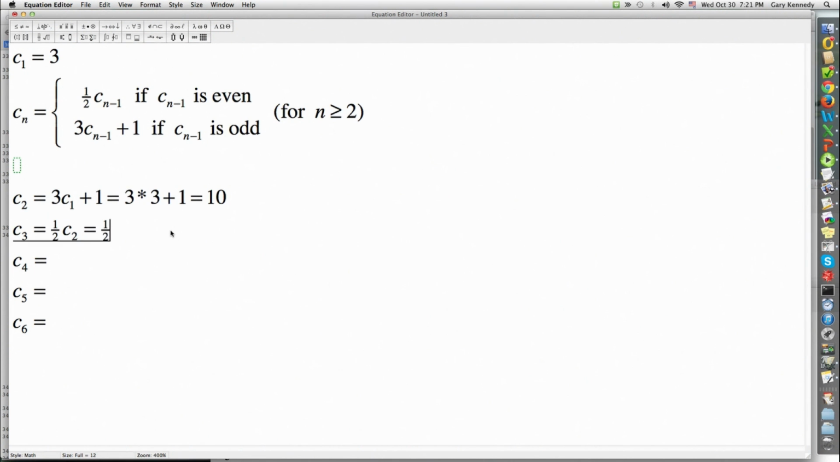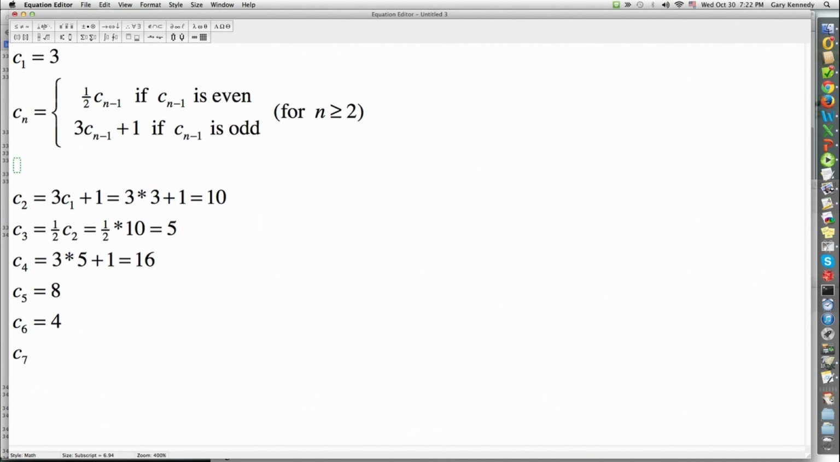1/2 times 10, which is 5. Okay, what is C4? Well, again, we have to ask, was the previous term odd or even? The answer is it was odd, and therefore we should say 3 times the previous term plus 1, and that gives us 16. And what about C5? Well, C4 was even, so we divide by 2, we get 8. And C5 is even, so C6 is 4.